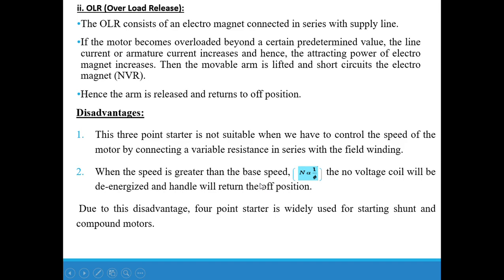Students should know how to overcome the disadvantages. For that purpose only, we are introducing the 4-point starter. It is widely used for starting shunt and compound motors.